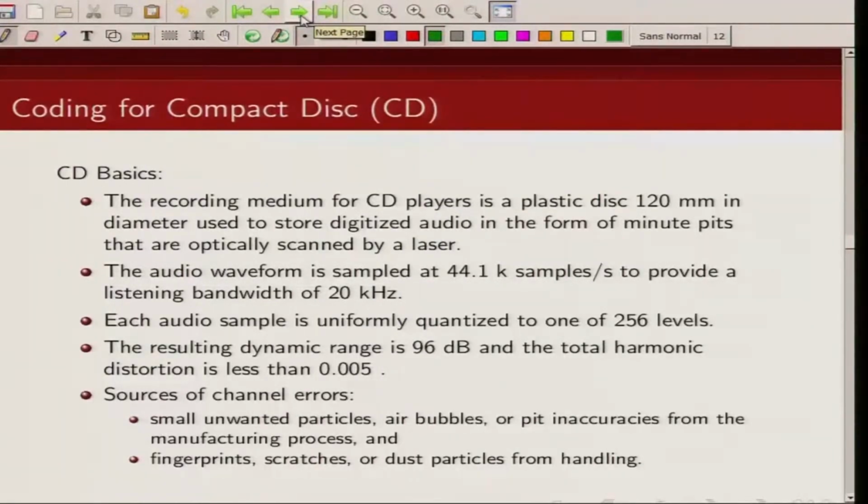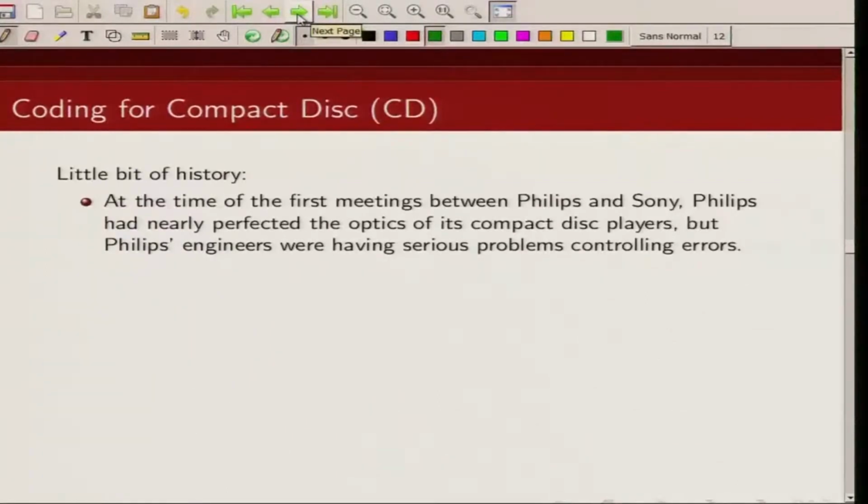So how does a CD correct these kinds of errors? You must have noticed, even if your CD has small scratches, your CD still plays. So how does it happen? This happens because of a very powerful error control coding which is used in the CDs. So a little bit of history.